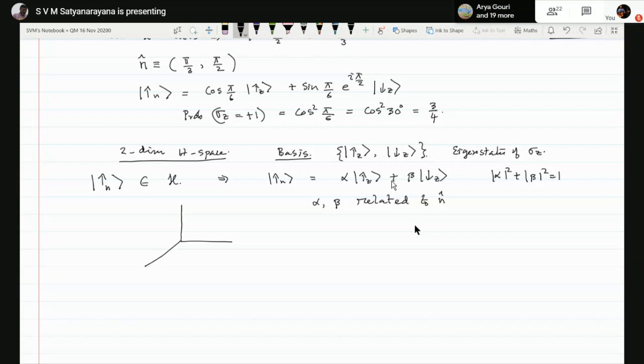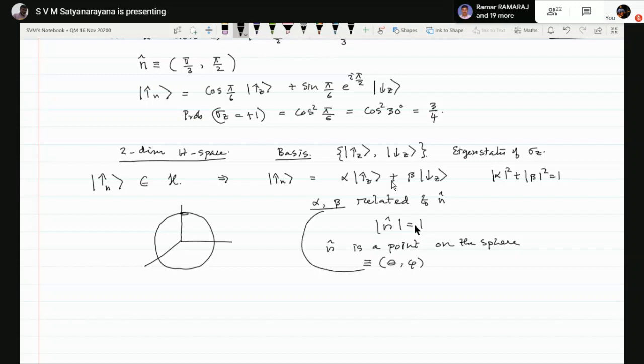So n cap is a vector in three-dimensional space. n cap is a unit vector, the modulus of n is equal to 1. That means now you consider a unit sphere. If you consider a unit sphere, then this n cap is a point on the sphere. Now, a point on the sphere can be represented by polar angle and azimuthal angle in spherical form. So that means now this alpha and beta should have a relation to these angles.